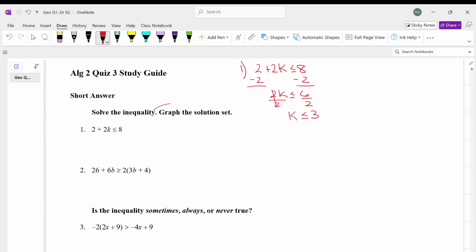And then you got to graph it. So k being less than or equal to 3, we put the 0 and we put a 3. And then it's closed on the 3 because it's less than or equal to. And we shade to the left.